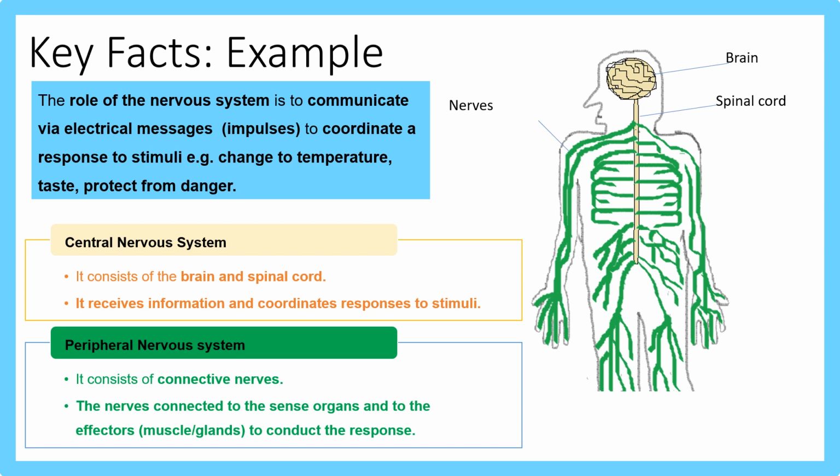So the central nervous system, we mentioned earlier, consists of the brain and spinal cord. This is the area that receives the information and makes a decision to coordinate the response to the stimuli. The peripheral nervous system consists of the connective nerves. Their role is that it connects to the sense organs and it also connects to the effector to conduct a response. So in order for the message to reach the brain and the spinal cord, it requires the peripheral nervous system to deliver it.